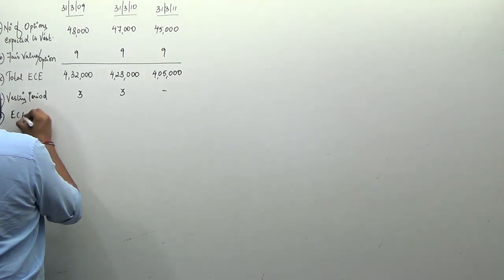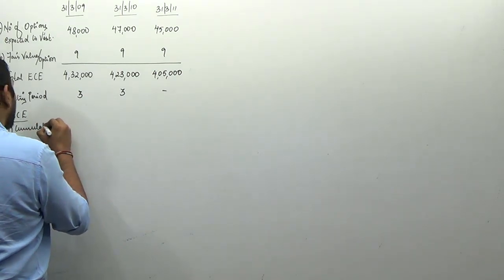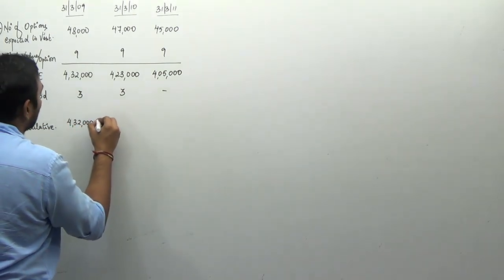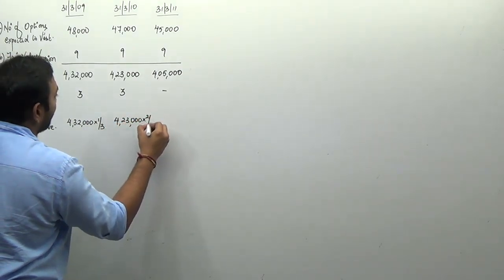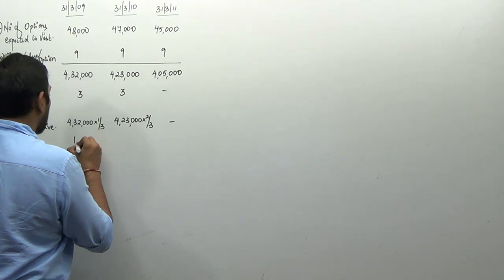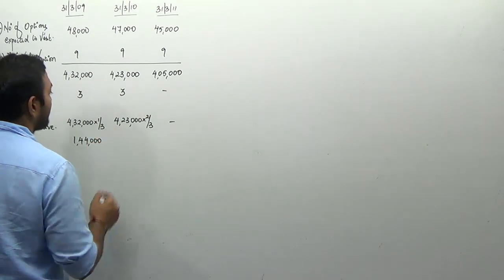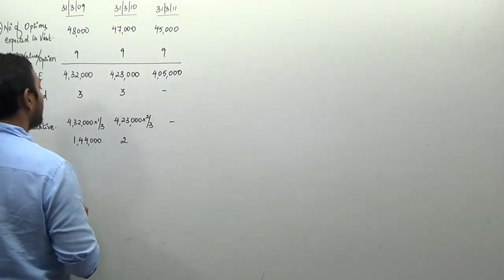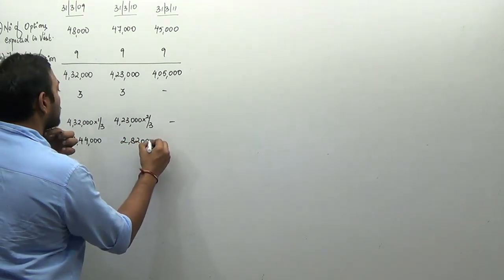Sufficient enough information to calculate your ECE. Cumulative ECE is 4,32,000 into 1 by 3, 4,23,000 into 2 by 3. Last year nil. So cumulative ECE is 1,44,000, 2,82,000 and nil.